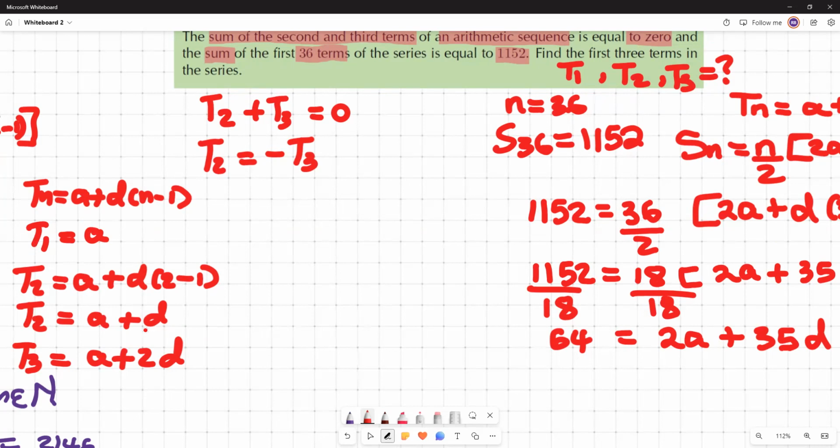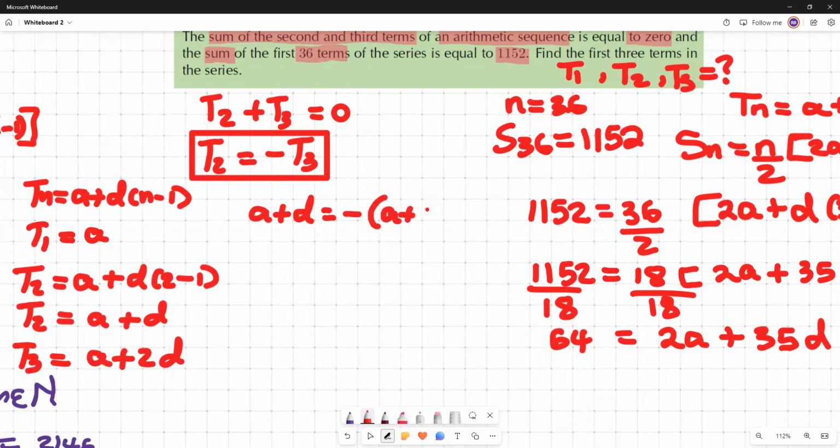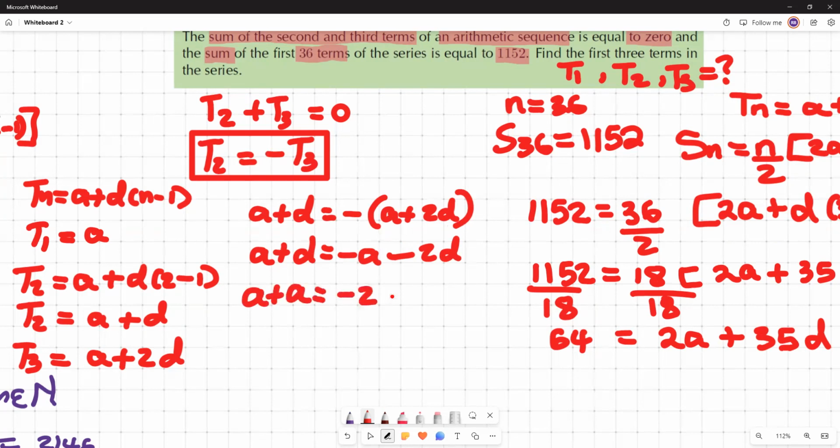Right. And then I can substitute in this nice formula that we formulated when we were reading our question. I know that the second term, which is a plus d, is the same as the negative of the third term, which is a plus 2d. Right. And then let's check now. We are going to have a plus d equals to, don't forget to put a bracket there because the negative will affect everything, minus a minus 2d, right? And then now I can say, okay, I'm going to have a plus a equals to minus 2d minus d.